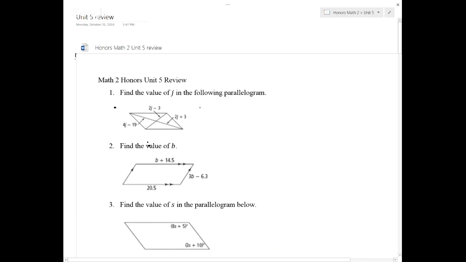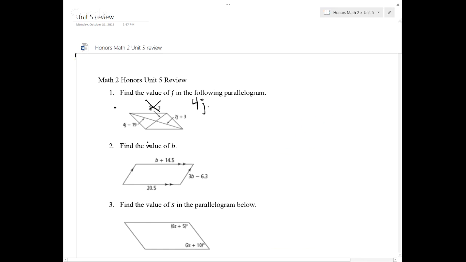So, number one, we need to find the value of j in our parallelogram. This one's using the properties that diagonals bisect each other. So we're not so much going to use these values here because you don't know the two values of the diagonals in this direction. But we do know 4j minus 19 and 2j plus 3 are corresponding. Not corresponding, but part of the same diagonal.